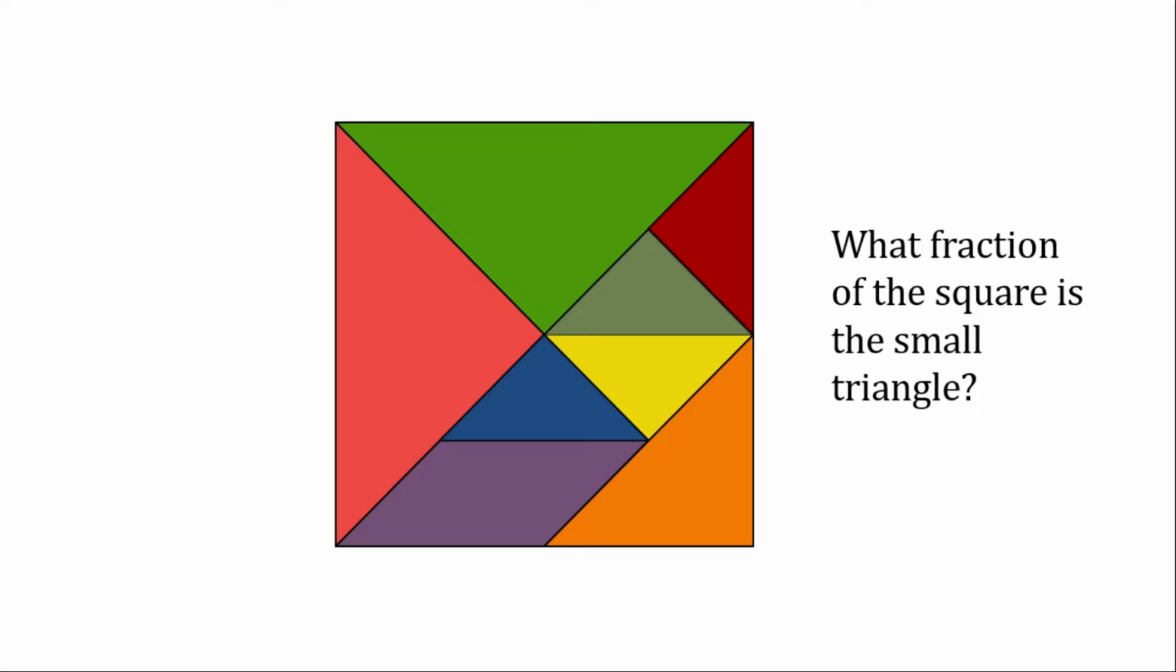Okay, so I've moved the blue triangle over top of the yellow square, and it looks to me like you could make the yellow square using 2 of these small triangles. So I would say there are 2 pieces altogether, and one of them is the triangle, so 1/2. The triangle is 1/2 of the yellow square.